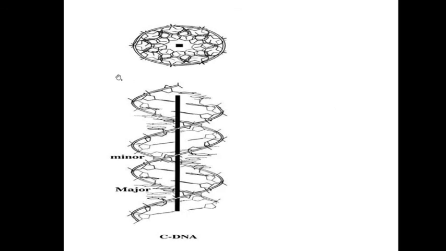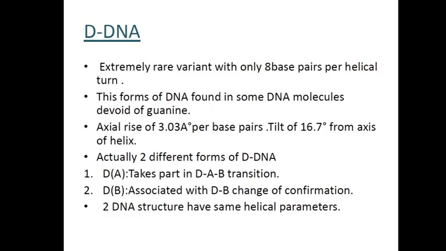So here we can see this C form of DNA, which is seen under 66% relative humidity and in the presence of lithium and magnesium ions. The D form of DNA is an extremely rare variant with only 8 base pairs per helical turn. This form of DNA is found in some DNA molecules which are devoid of guanine, that is, lacking guanine in it. The axial rise is 3 angstrom and the tilt is 16.7 degrees from the axis.